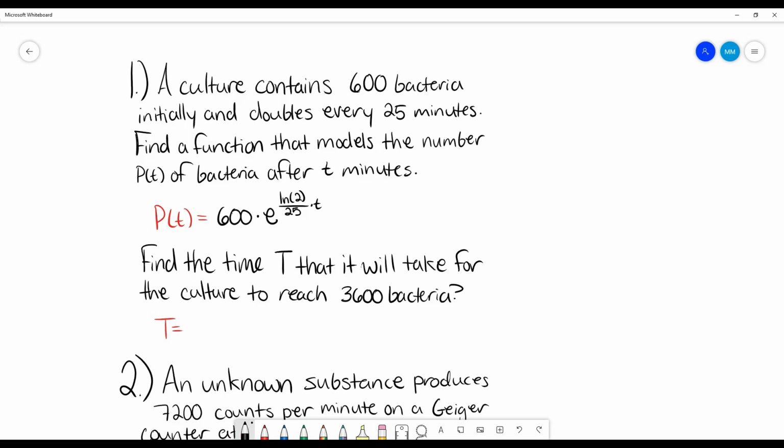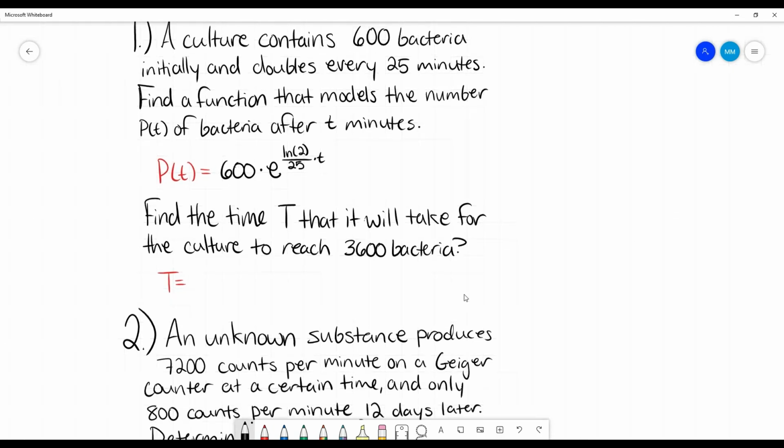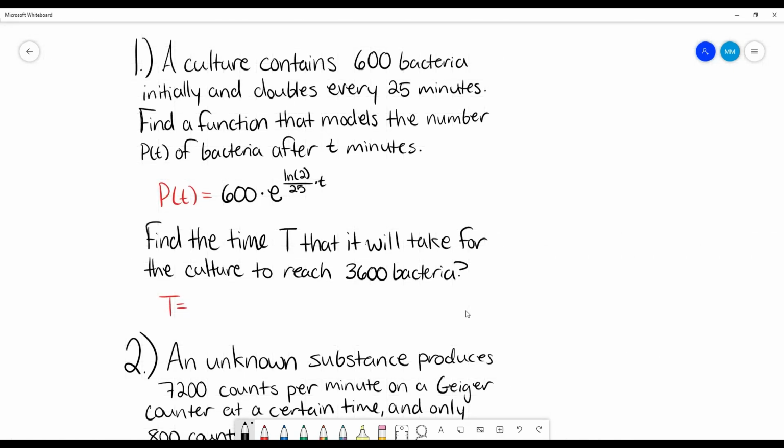So depending on how they ask for it, you might need to look at that differently, but that equation is still the same. Now we want to solve for the time t that it will take for the culture to reach 3,600 bacteria. So that's when P of t equals 3,600. I take the formula we found and set them equal to each other. I plug it in.